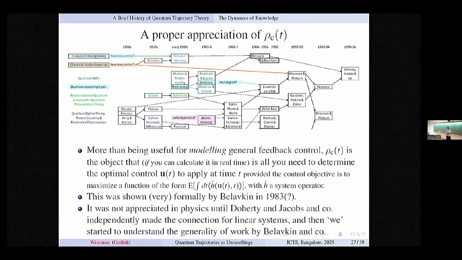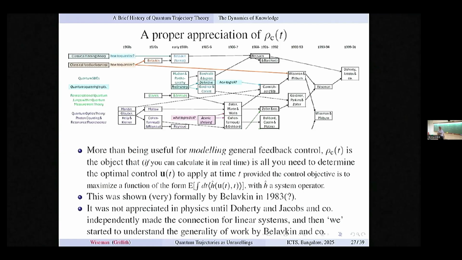Okay, with the caveat that the control objective can be written as what you're trying to do is maximize a function of a form like this. So it's some integral of a local in time operator, which you're taking the quantum expectation value of, and then you want the ensemble average of that over all realizations of your stochastic measurement process. But this operator can also depend on the controls that you are applying at that time. So it's a very general type of formula. Okay, so that was not realized by me, okay?